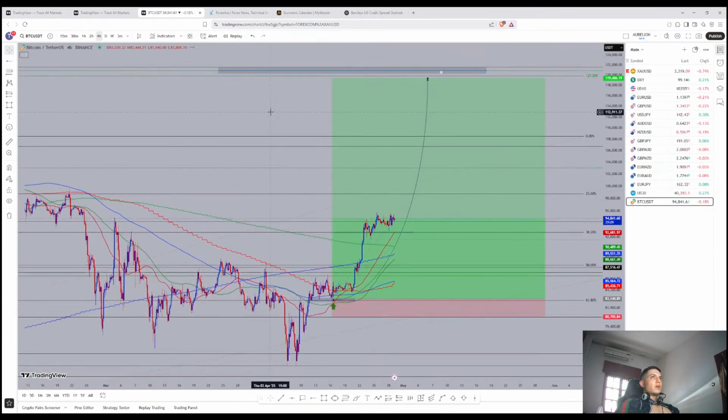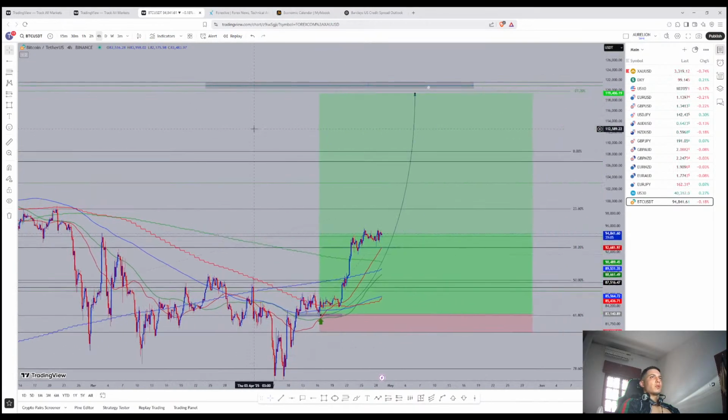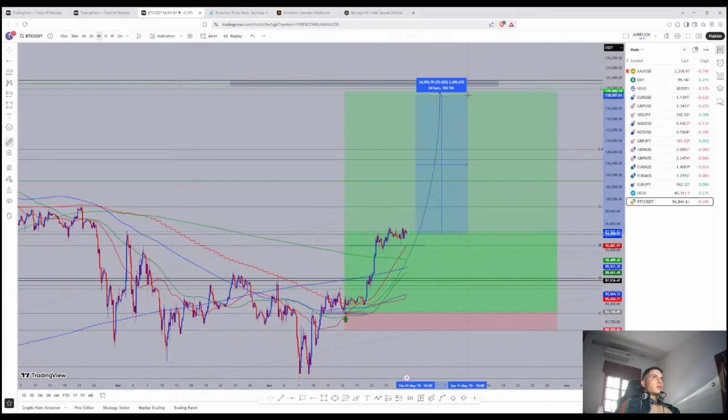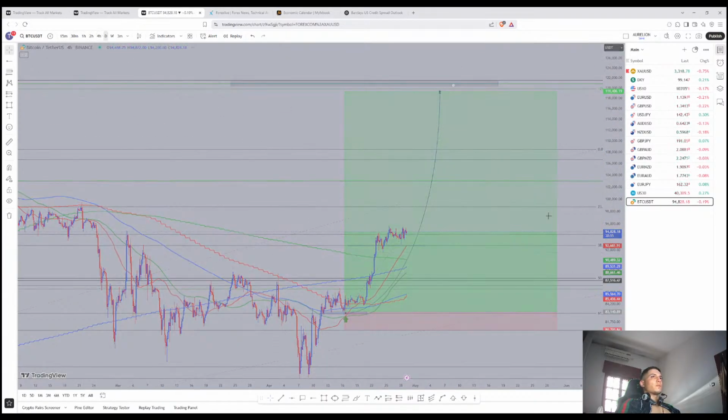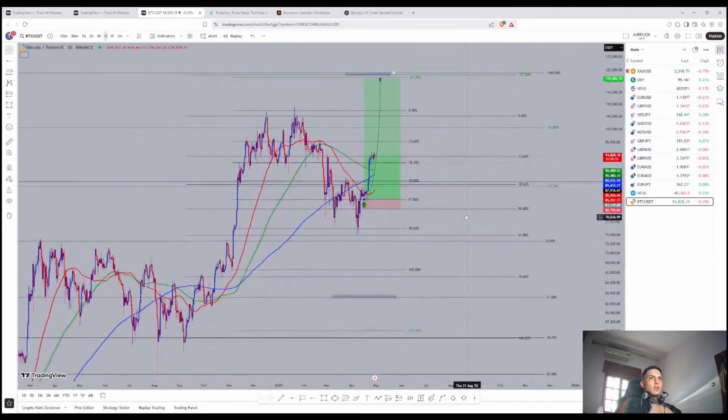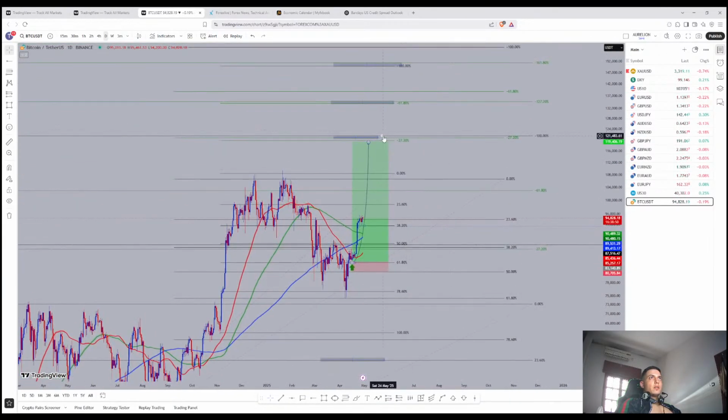So probably in the next 1, 2, 3 weeks. I would say 1 to 2 weeks, maybe 3 weeks. Who knows? It depends on the strength of the pump. But this can pump very easily. It's 26%. It's not much for Bitcoin to do. Yeah, this is a very nice area.